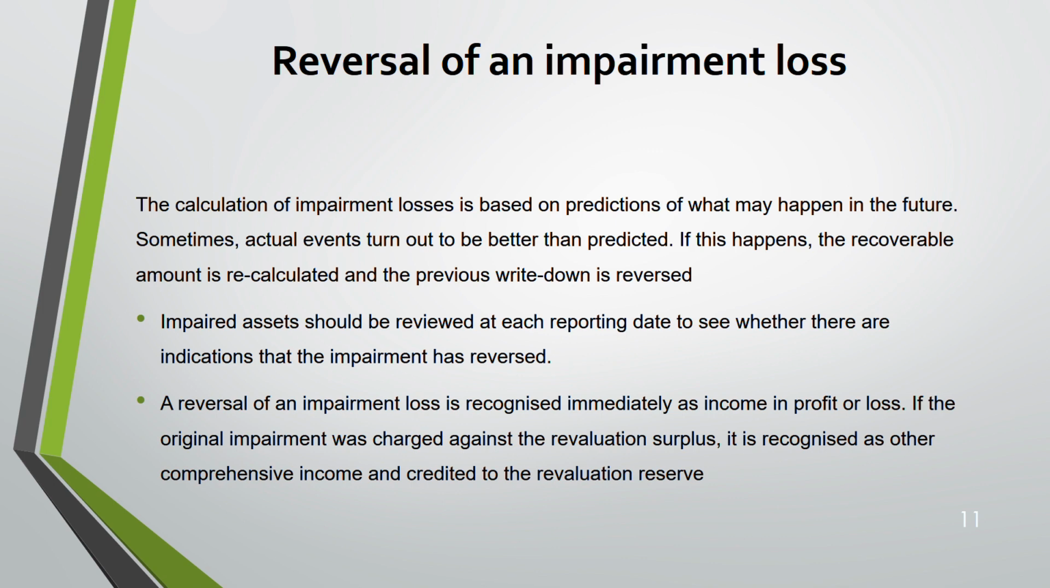But if that impairment loss was recognized against the revaluation surplus, then you need to recognize it in other comprehensive income. If it was against just the asset, without revaluation, then it is profit and loss. You have to write it as an income. If it was charged against revaluation surplus, you have to recognize the reversal of impairment loss in other comprehensive income. Okay.